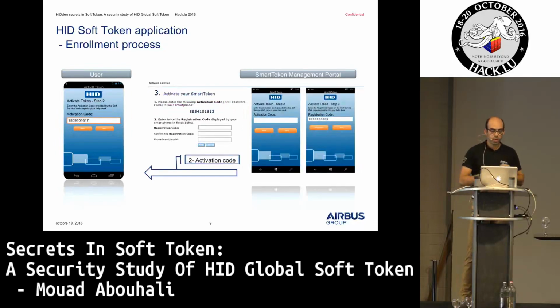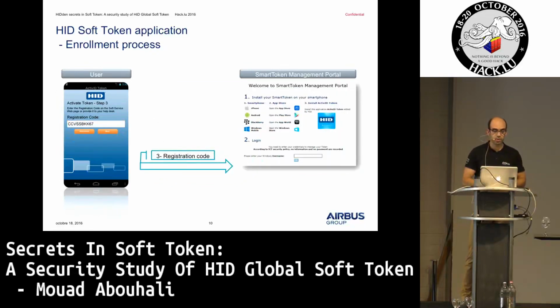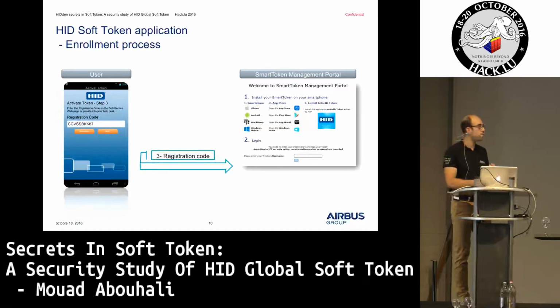The management portal then generates an activation code, and the user again gets this activation code and submits it to the application. And finally, the user gets a registration code that he has to send to the final application to terminate all the enrollment process. As you can see here, there is no internet or network connection between the two components. All the stuff is carried out manually.